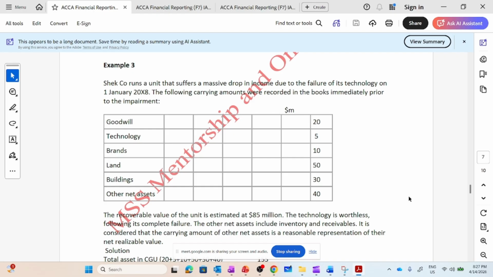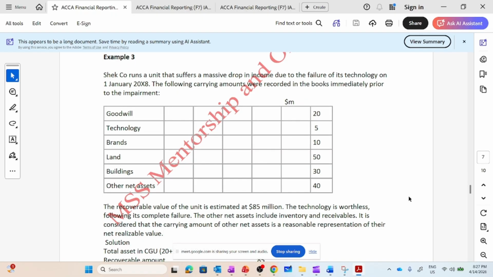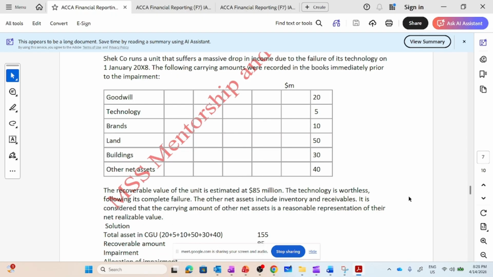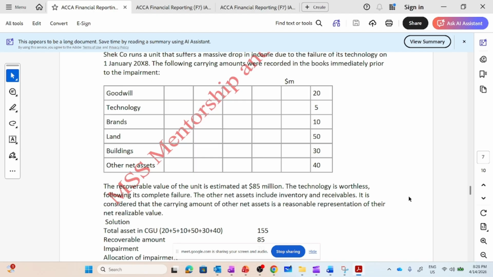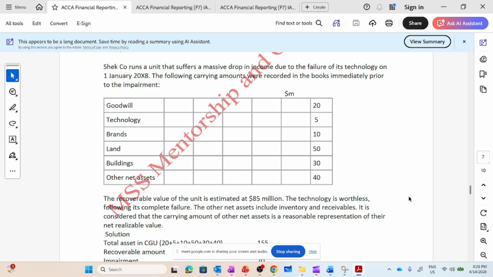So now let's add the carrying value: 20 plus 20 plus 5, 25, 35 plus 50, 85 plus 10, 115 plus 40, 155. So 155 is the carrying value, and the recoverable value is 85 million. So the difference will be the impairment. 155 minus 85 will be the impairment. So now the point I want you to know, 155 minus 85 is what? Is 70, right? 70. Right? So now we need to know how we can allocate the impairment of 70 to the above assets: the goodwill, technology, brand name, land, and other assets.